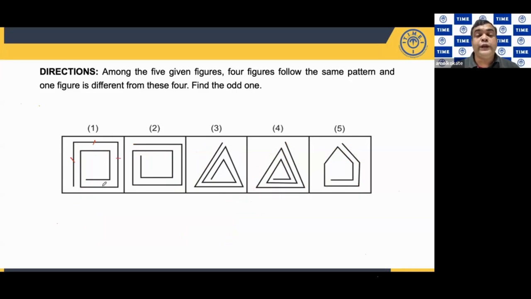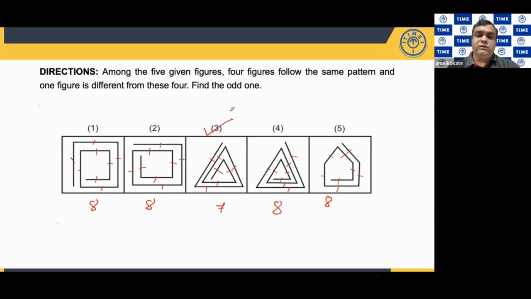1, 2, 3, 4, 5, 6, 7, 8 lines are there. Again 8 lines. Figure number 3: 1, 2, 3, 4, 5, 6, 7 lines are there. And here 8 lines are there, and here also 8 lines are there. So that way also I can say the answer is the third option.